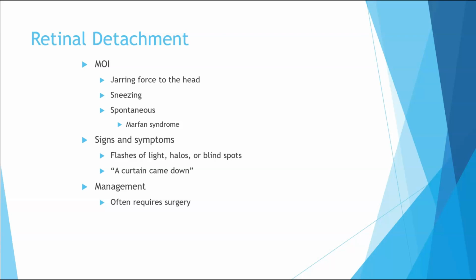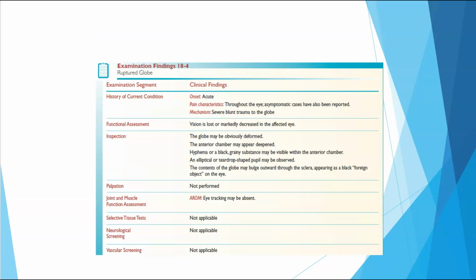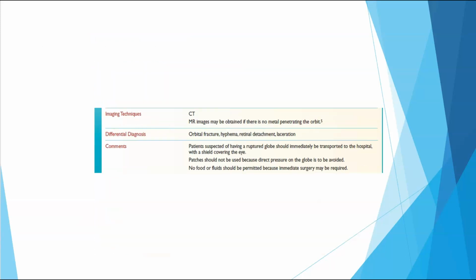A lot of times they will say that it feels like a curtain came down. They might see flashes of light or have halos or specific blind spots. A lot of times this retinal detachment is going to require surgery. So it's definitely something that needs to get further medical treatment. Okay, and these are some of the tables for the retina detachment. Usually it'll require a CT scan.